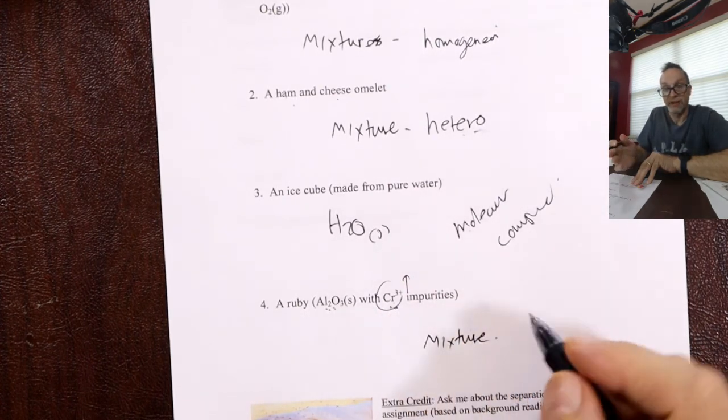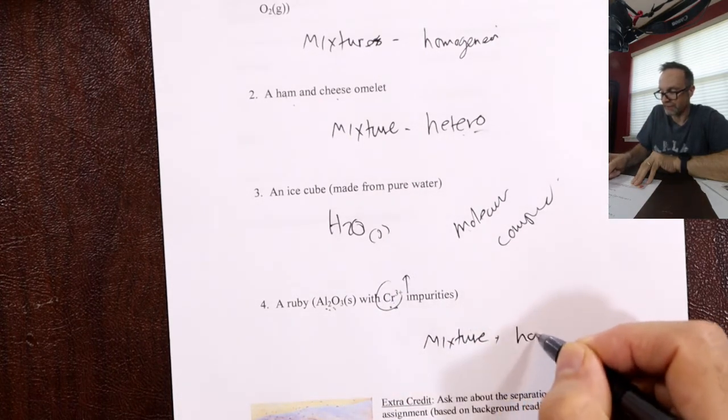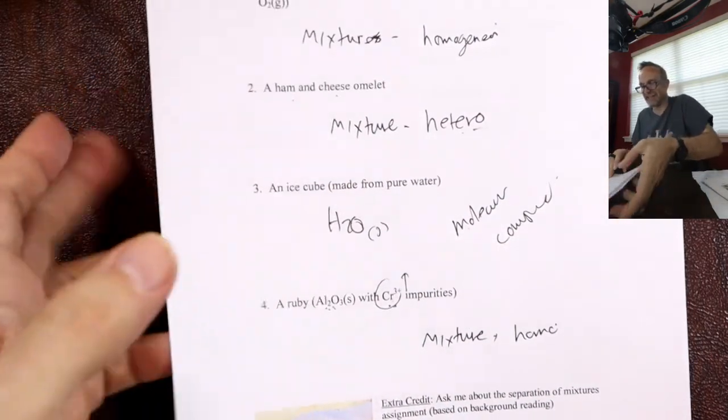Two things, it's a mixture. Is a ruby homogeneous or heterogeneous? Well, it's kind of smooth all the way through, mixture, homogeneous. Fair enough. All right, I'm full of extra credit today.